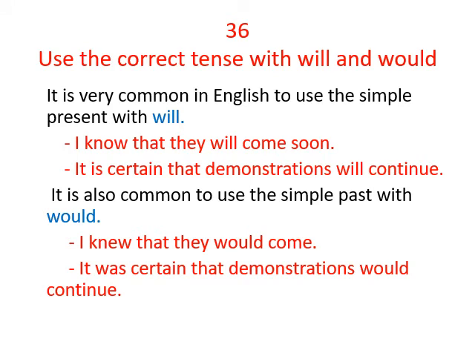Skill 36. Use the correct tense with will and would. طيب انتوا عارفين إن would is the past tense of will. It's very common in English to use the simple present with will. لو أنا بقول will يبقى لازم استعمل simple present. يعني أقول مثلا I know that they will come soon. It is certain that demonstrations will continue.